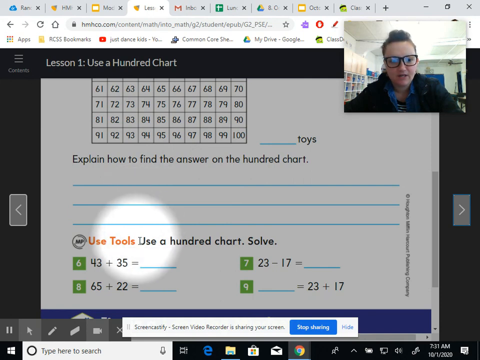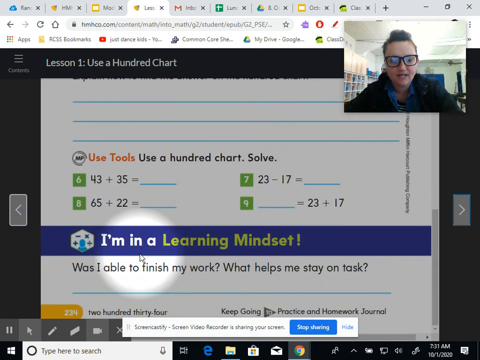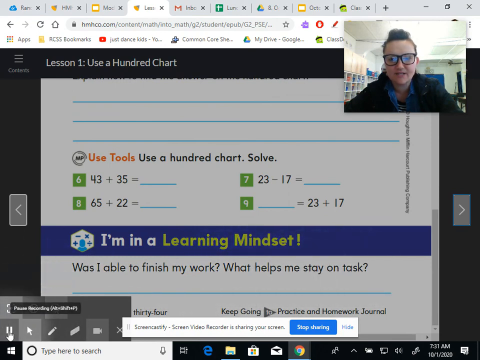Ignore the bell. All right, so it says, use a hundreds chart and solve. 43 plus 35, 23 minus 17, 65 plus 22, and blank equals 23 plus 17. Okay, then last question, it says, was I able to finish my work and what helps me stay on task? All right, so go ahead and fill in those answers, and I will see you guys later.